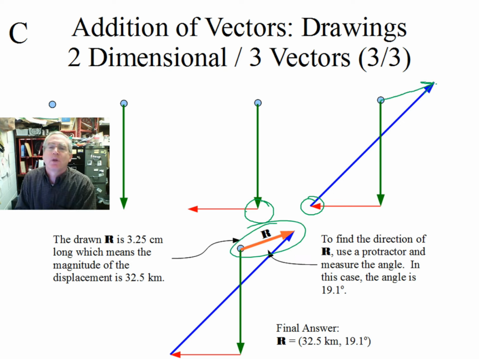To get the angle, if this were physics 131, 151, 251, yes, I would expect you to be able to figure out what that angle is with something more sophisticated than just straight up measuring. However, in physics 110, it'd be great if you can do that. Just putting down a protractor on there and measuring the angle works well enough, and it's a 19.1 degree angle. So my resultant is 32.5 kilometers, 19.1 degrees. I give a magnitude and a direction. That is the answer in polar form, where I give a magnitude and direction.